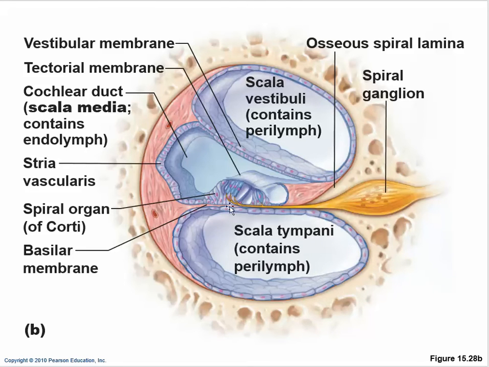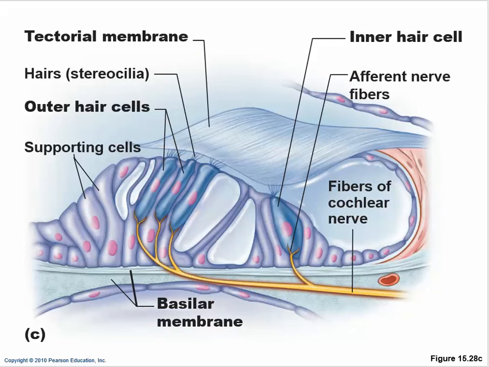Okay. Now, in here, in the scala media with the endolymph, there are these little organs with hairs on them, and these hairs move in response to movement in the endolymph. See the little hairs? Now this membrane, tectorial membrane, overlies them. Right? These are just supporting cells, and it's all on a basal lamina here.